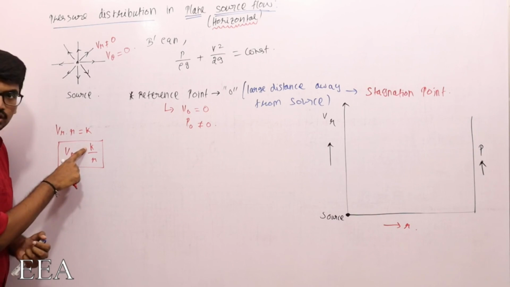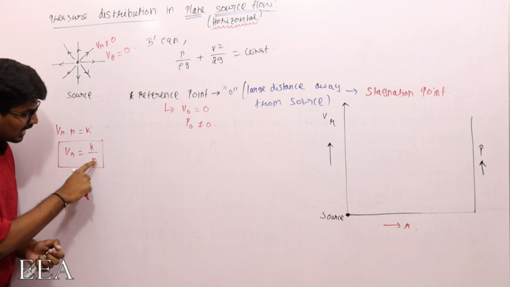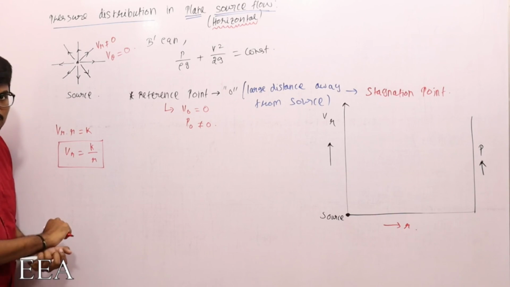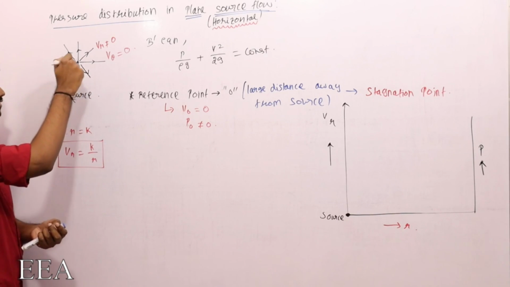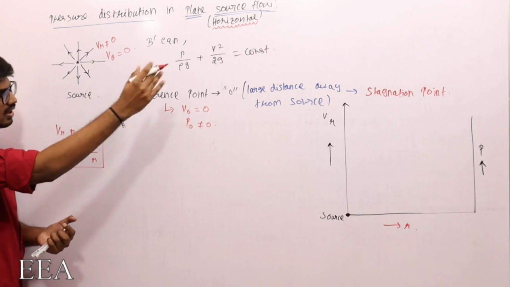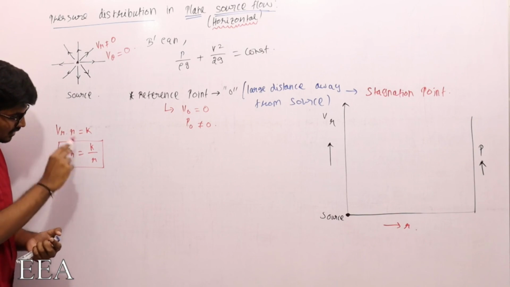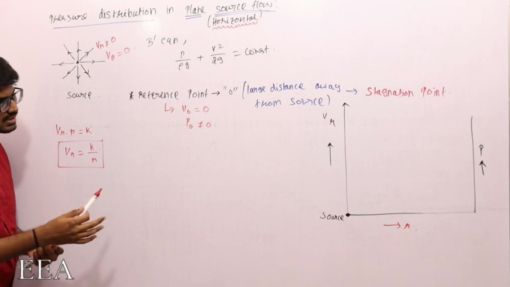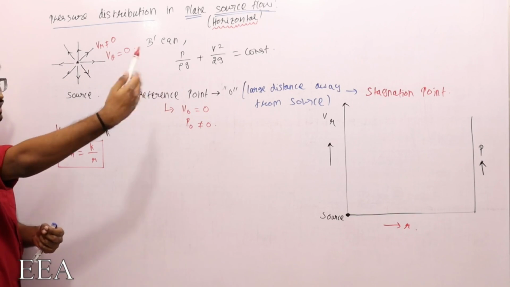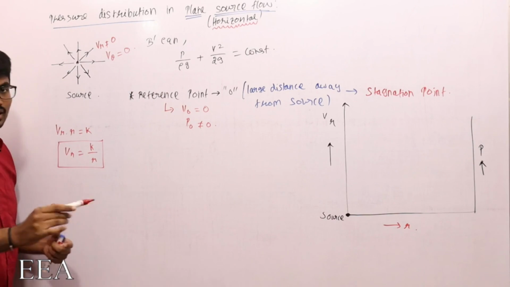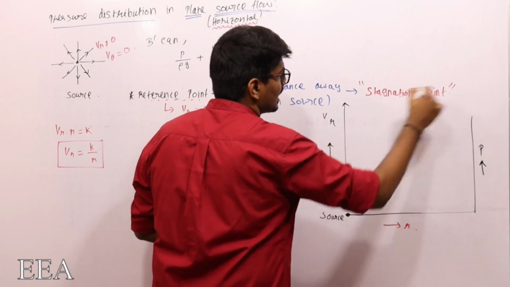We already know that k is a constant for a source flow. If k is constant and r is minimum, then Vr will be maximum. As the radial distance from the source keeps on increasing, this Vr value will continuously decrease, and it will reach one point far away where the velocity will be almost zero. That point is our reference point, which is also known as the stagnation point.